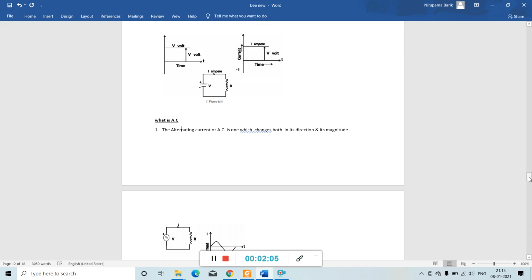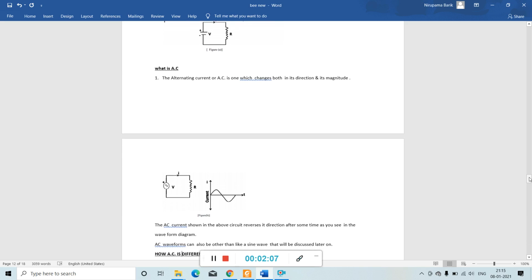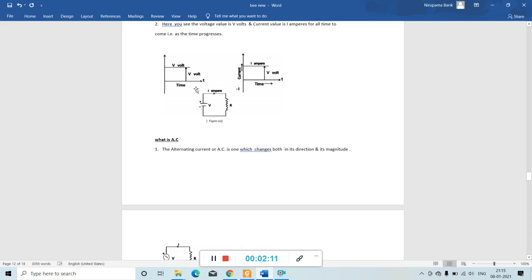Okay, so see what is changing here. This is the circuit. Here this is the resistance connected with this source. This is a closed path. When a DC source is applied here, then I amount of current is flowing. So here the V magnitude is constant, and the I magnitude is constant. So this represents DC current. This is the DC current waveform, this is the DC voltage waveform.